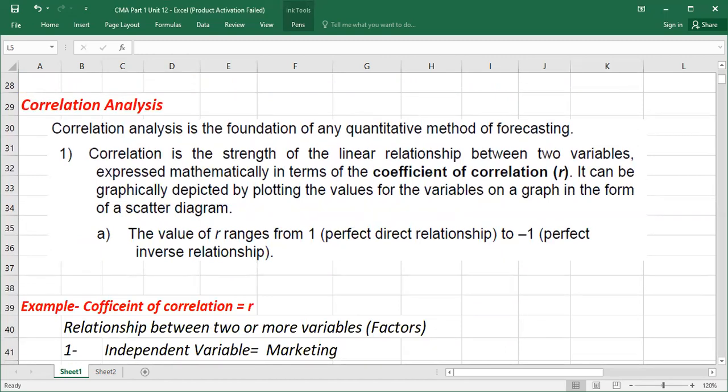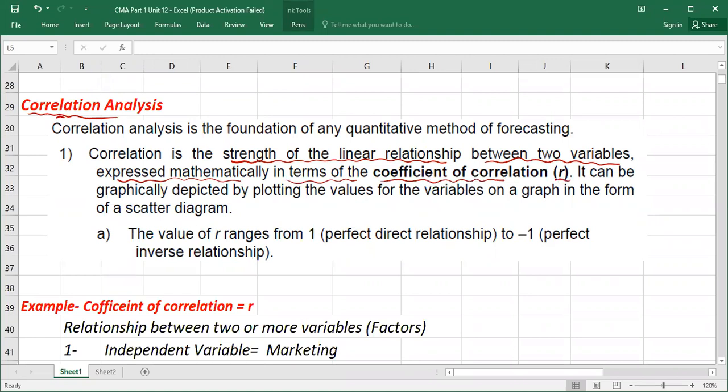Now, guys, we have a first word here. What is correlation analysis? So first we need to understand this word. Correlation is what? Correlation is the strength of linear relationship between two variables, expressed mathematically in terms of the coefficient of correlation, which is denoted with R.